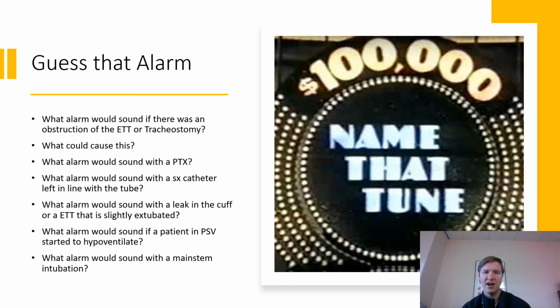Well, what could cause this, right? What could sound that obstruction in the ET tube? Well, that's going to be the big thing. It could be secretions, it could be biting, it could be a number of different things. Even patient positioning could cause the secretions to move up and cause that obstruction, especially intra-hospital transport, right?